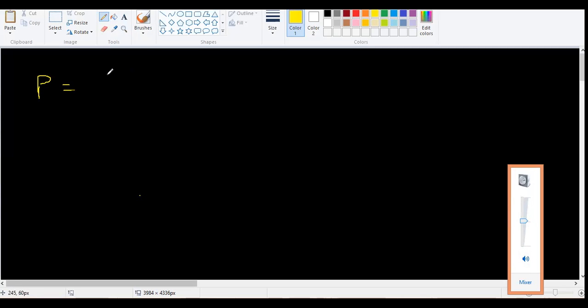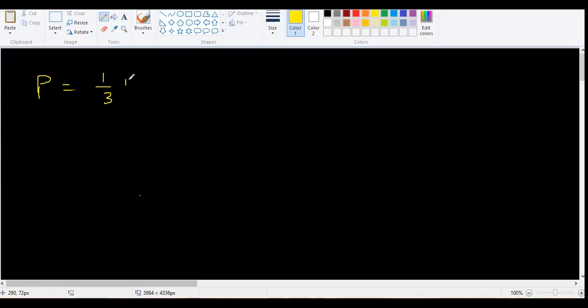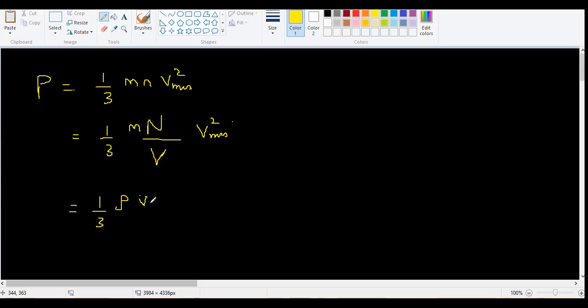So P is equal to 1 by 3 m n v RMS square, right? So I told you m into capital N divided by Avogadro's, sorry, this is number density, per volume, v RMS. This is the total mass by volume. Mass by volume is density. So 1 by 3 rho c square. So instead of c, we use v RMS. Some books will use c. So 1 by 3 rho v square. So this is the important formula.